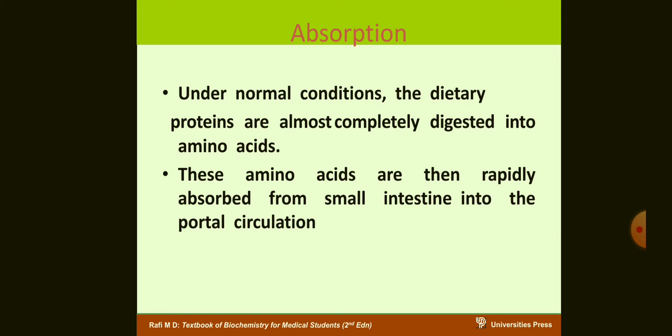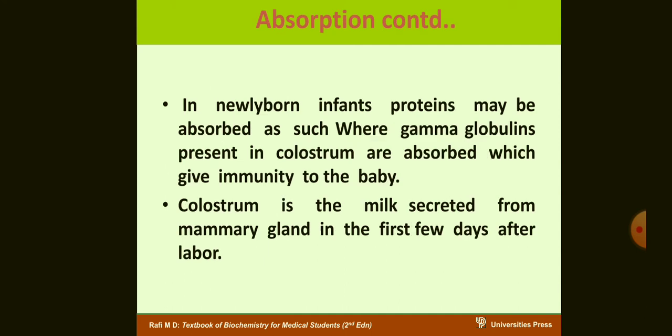Under normal conditions, the dietary proteins are almost completely digested into amino acids. These amino acids are then rapidly absorbed from the small intestine into the portal circulation. In newborn infants, proteins may be absorbed as such, that is, native protein can be absorbed.